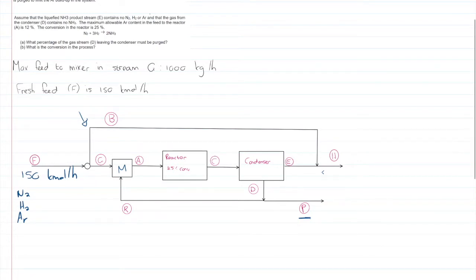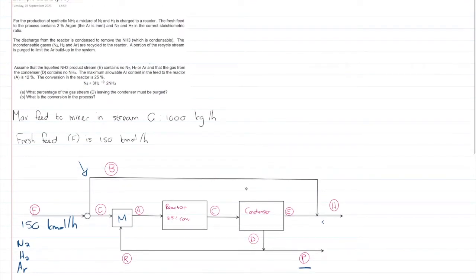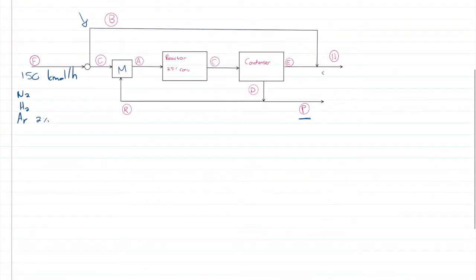So the argon that comes in is 2%. Then nitrogen and hydrogen is fed stoichiometrically. So you can actually do a balance there to find out how much hydrogen and nitrogen is fed. So we can do that quickly. We know that we have a total of 150 kilomoles an hour.